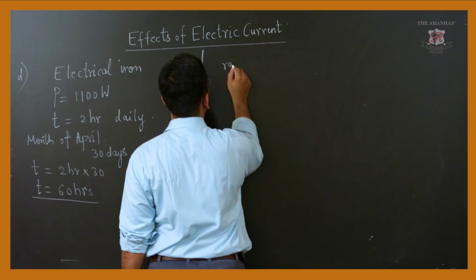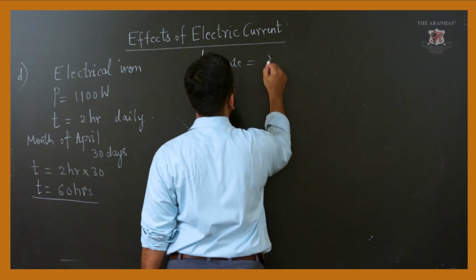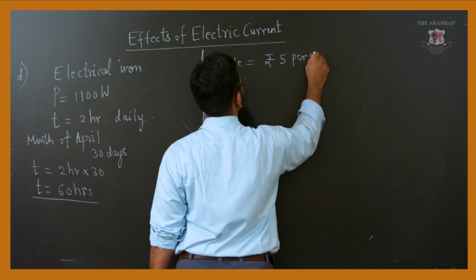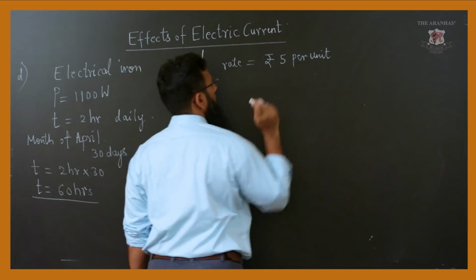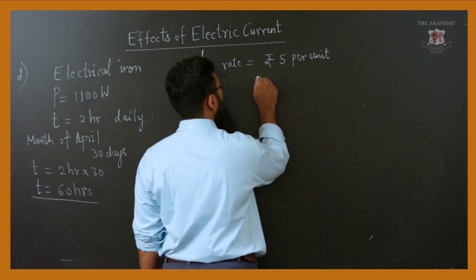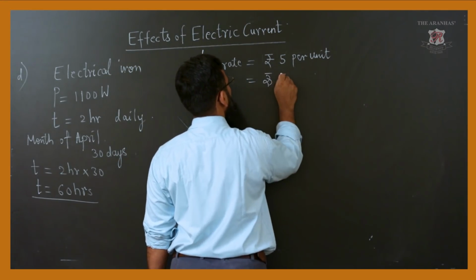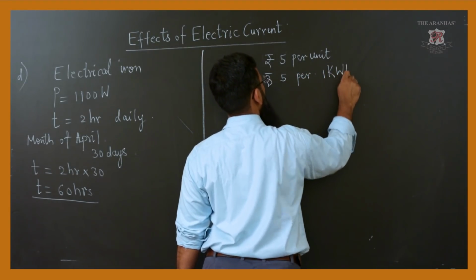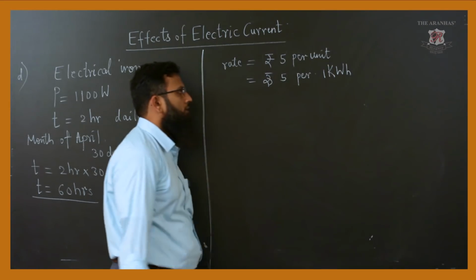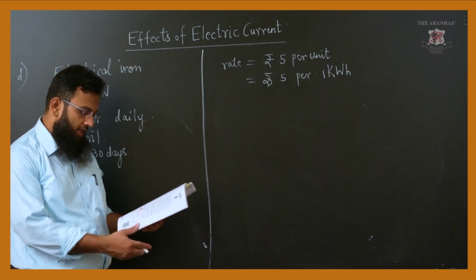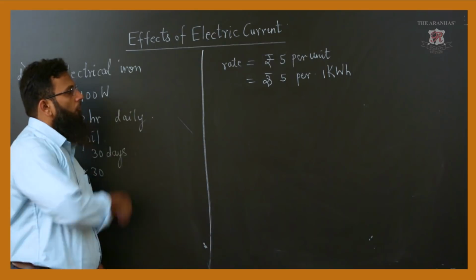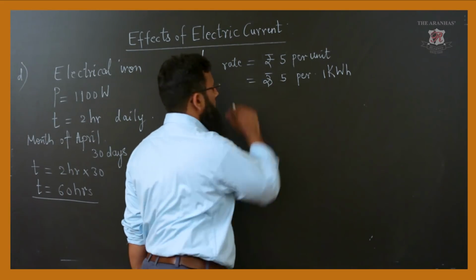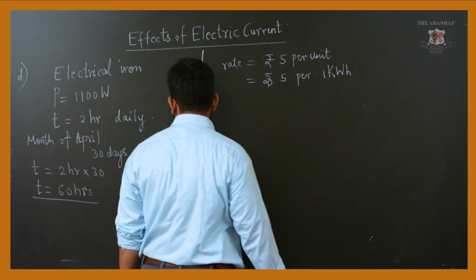The rate is rupees 5 per unit. Now what do you mean by per unit here? It is rupees 5 per 1 kilowatt hour. So in that case we need to find out for the whole month of April what will be the cost of the electricity which is consumed.